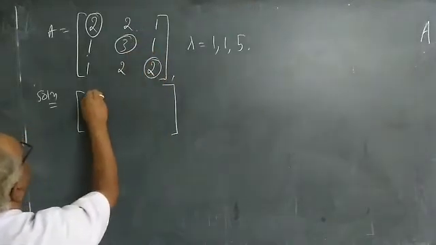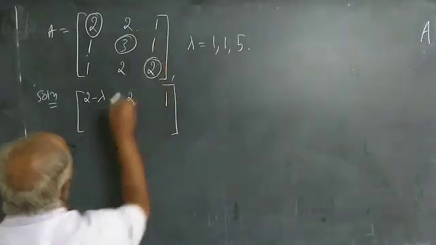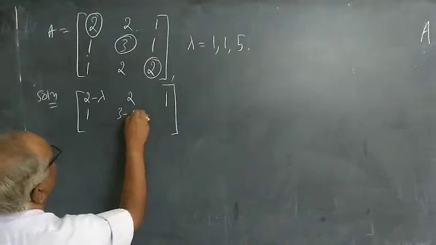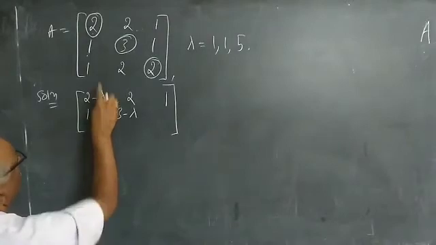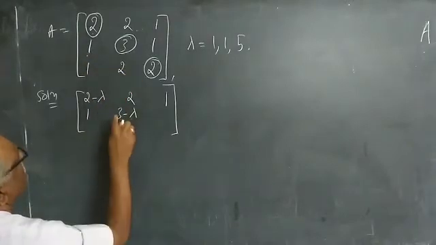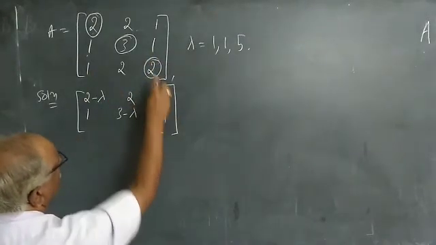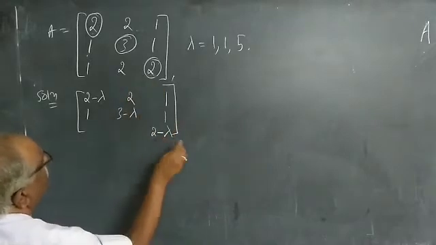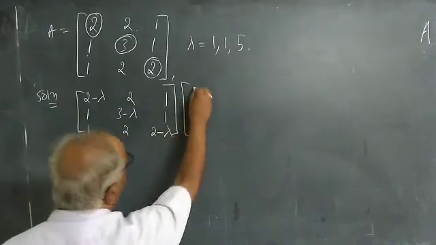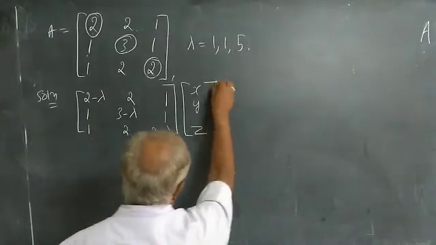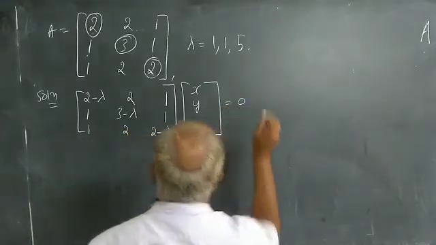2, 3, 2. Now, let us replace this 2 by 2 minus lambda, the 1 stays as it is, the 1 stays as it is. This 3 is written as 3 minus lambda. First row, first element, 2, is replaced by 2 minus lambda. Second row, second element, 3, is replaced by 3 minus lambda. Third row, third element, 2, is replaced by 2 minus lambda, times x, y, z. Since this is a 3 by 3 matrix, I am using x, y, z. When it is a 2 by 2 matrix, I would have used only x, y. That is equal to 0.